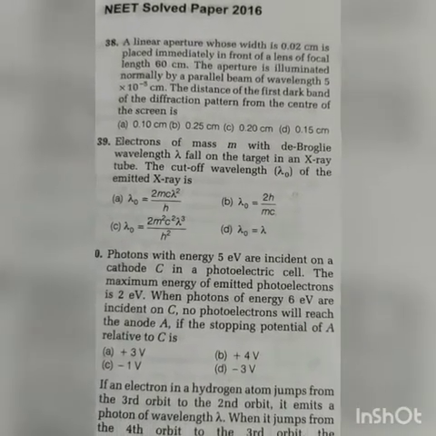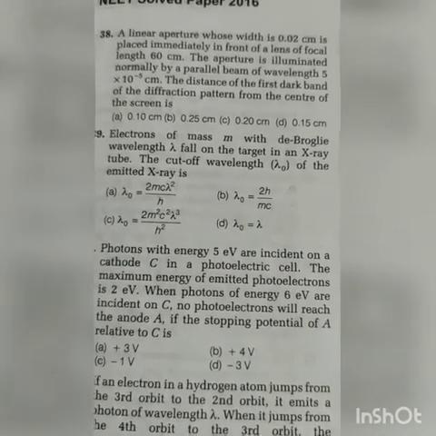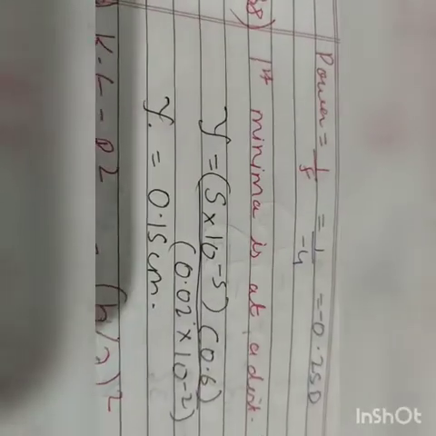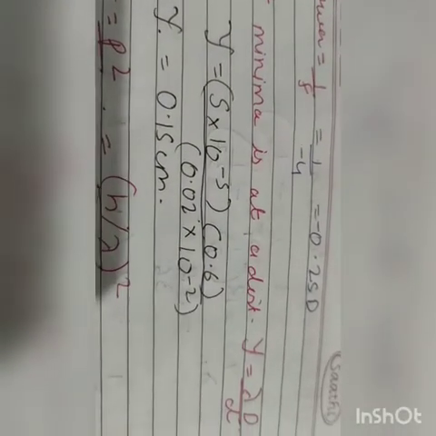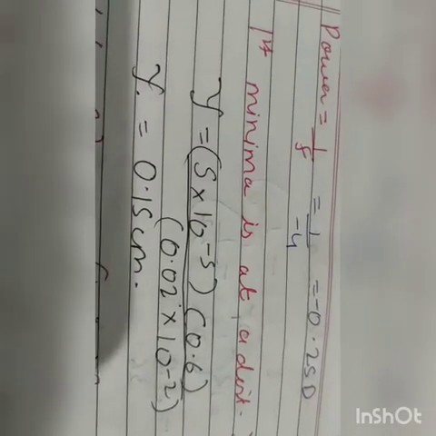The aperture is illuminated normally by a parallel beam of wavelength 5 × 10^-5 centimeter. The distance of the first dark band of the diffraction pattern from the center of the screen is. So your first minima is at distance y is equal to lambda D by d. So you put in the values and we get y is equal to 0.15 centimeter. So this is the correct option here.